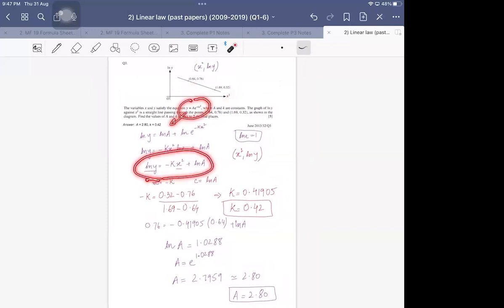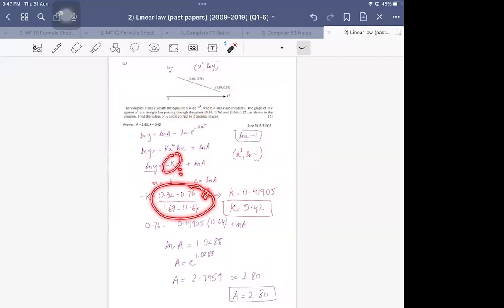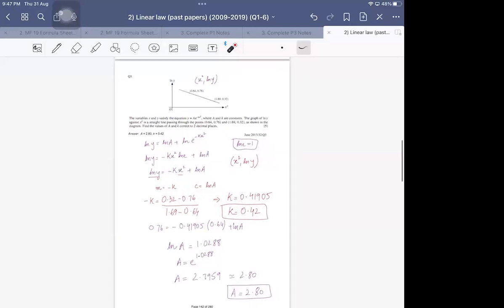Once it's transformed, then you identify the gradient. If 2 points are given, use them to find the gradient, as we have found the gradient over here, and then equate it to minus k to find the value of k. Once you have found k, then you can substitute the value of k and one of the coordinates to find a. I think I have communicated it very clearly.